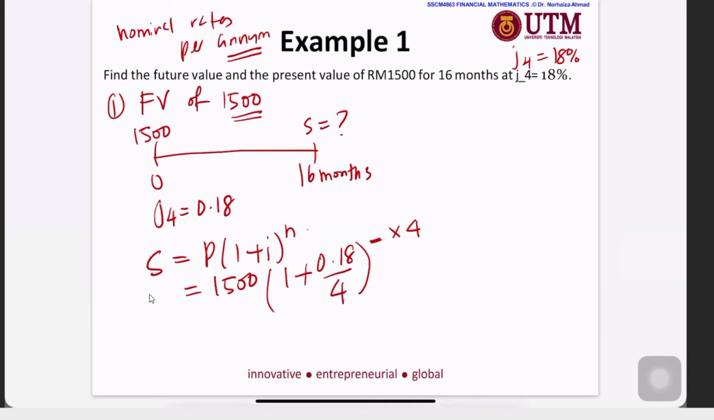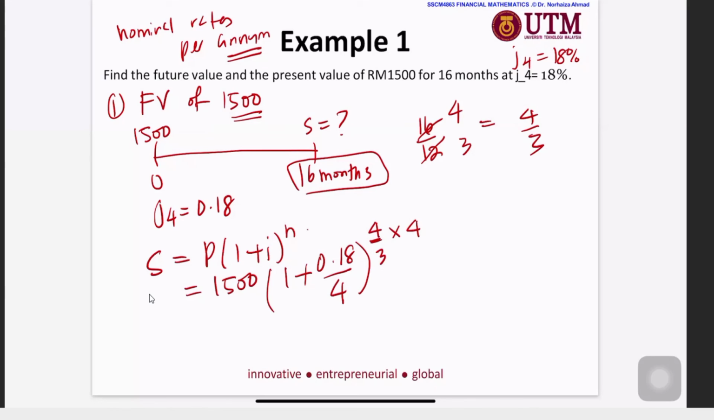Okay. So that means your time should be in terms of year as well. Therefore, 16 divided by 12. So you would have 4 over 3, right? 60 months. Correct. So your time would be 4/3, because it's in terms of year.